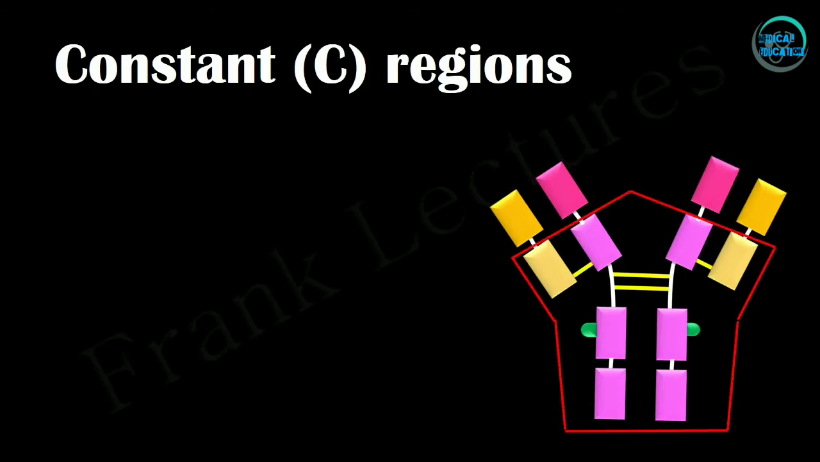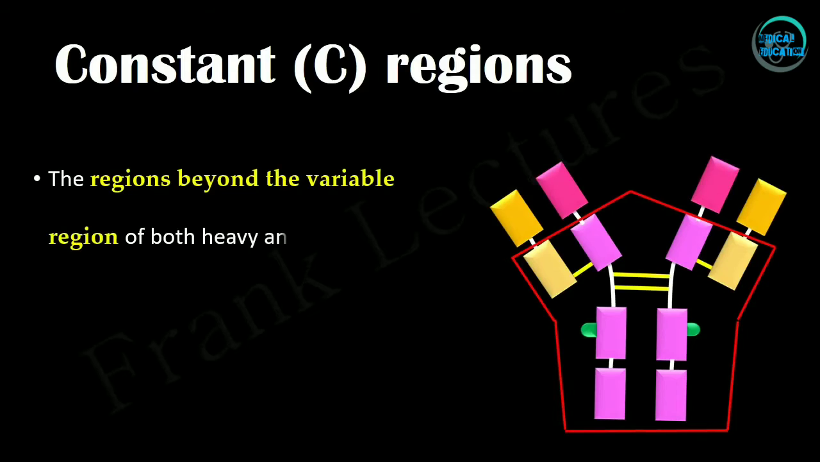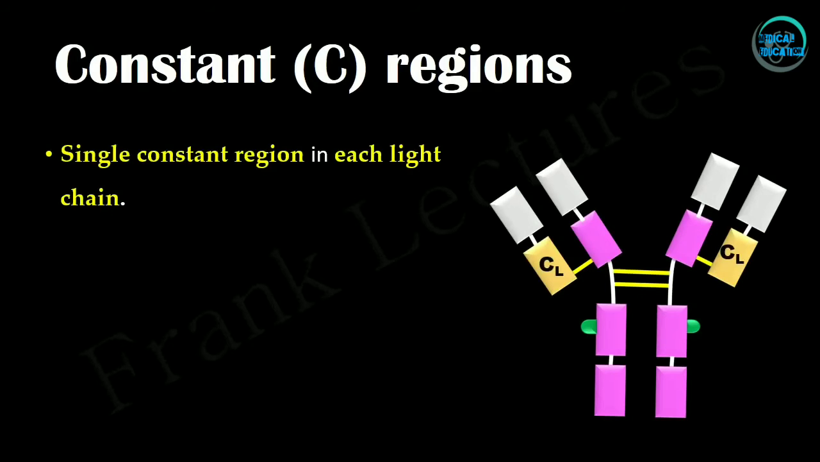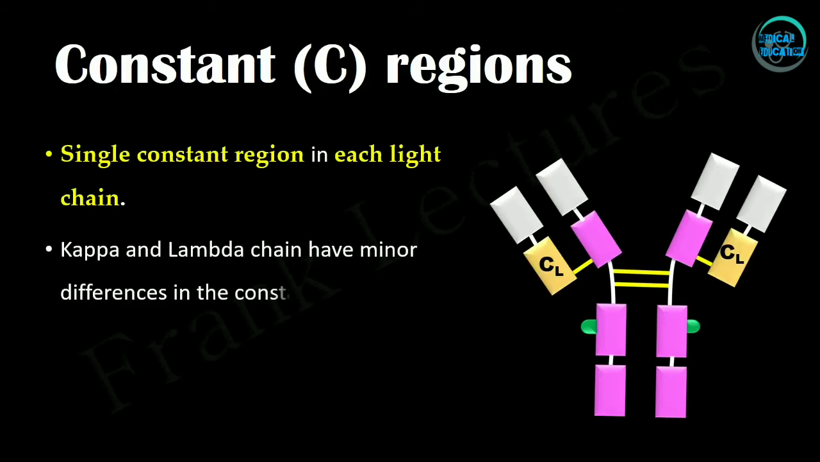The region beyond the variable region of both heavy and light chain is known as constant region. They are so called because the amino acid sequence in these regions shows little variation among antibodies. There is a single constant region in each light chain which is designated as CL. Now, recall that light chains are of two types, kappa chain and lambda chain. These chains differ from each other by minor differences in the constant region of light chain.